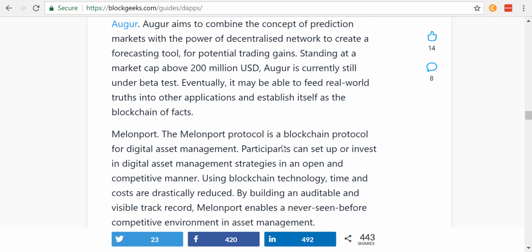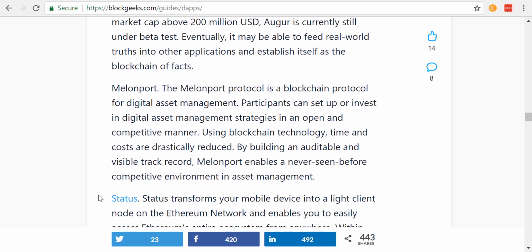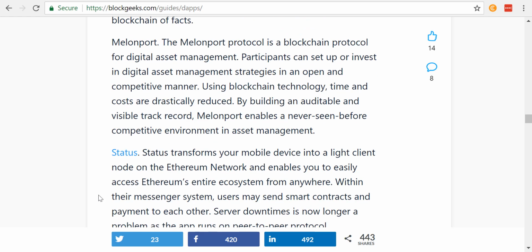Melonport. The Melonport protocol is a blockchain protocol for digital asset management. Participants can set up or invest in digital asset management strategies in an open and competitive manner. Using blockchain technology, time and costs are drastically reduced. By building an auditable and visible track record, Melonport enables a never-seen-before competitive environment in asset management.